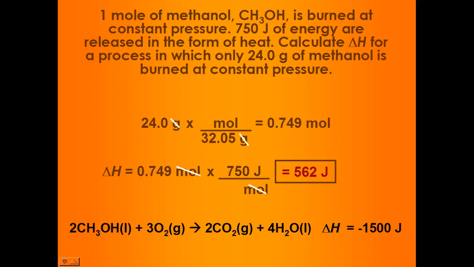So if you were given a reaction and asked to use that to figure out how much heat was released or absorbed for a reactant or product, you would take the delta H value that's given to you and divide it by the stoichiometric ratio for that reactant or product. And if that's not clear, just ask and I will try to explain it a little bit better.